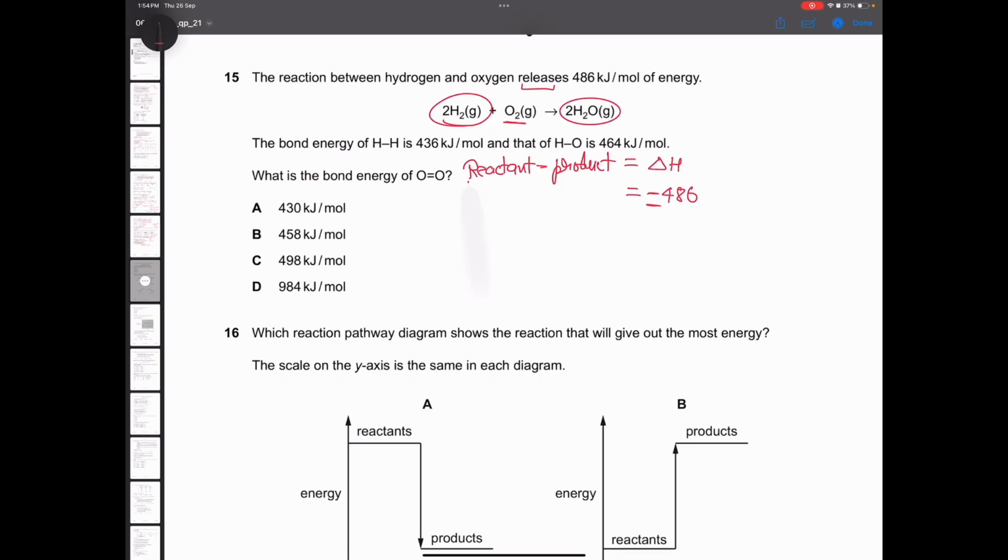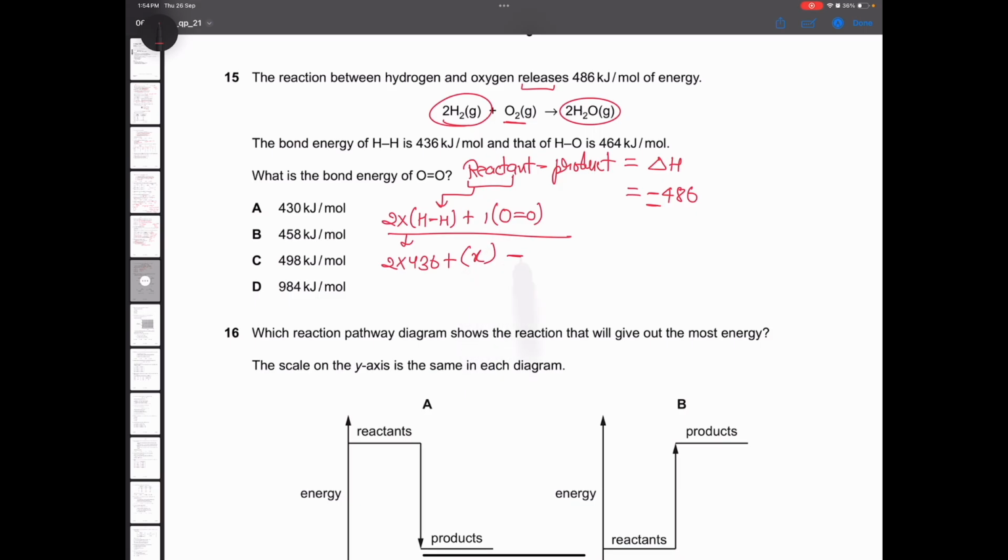Now let's count the energy for reactants. We have 2 times hydrogen here plus 1 times oxygen, double bond oxygen. This will be the reactant section. So let me do the maths. 2 times 436 plus, I'm taking oxygen double bond as X. All right. So this is the reactant.